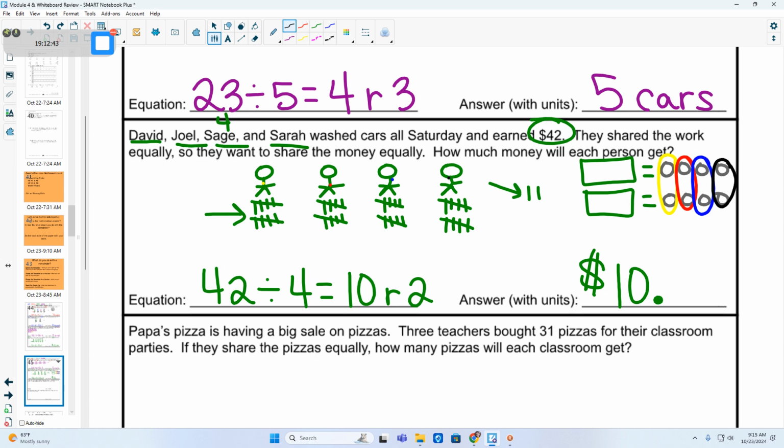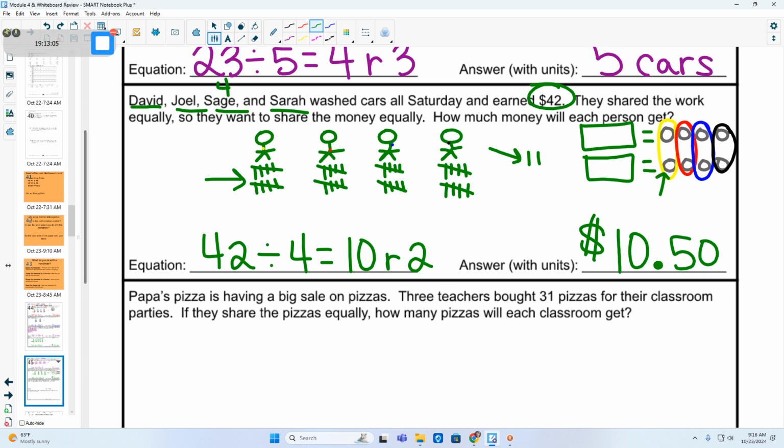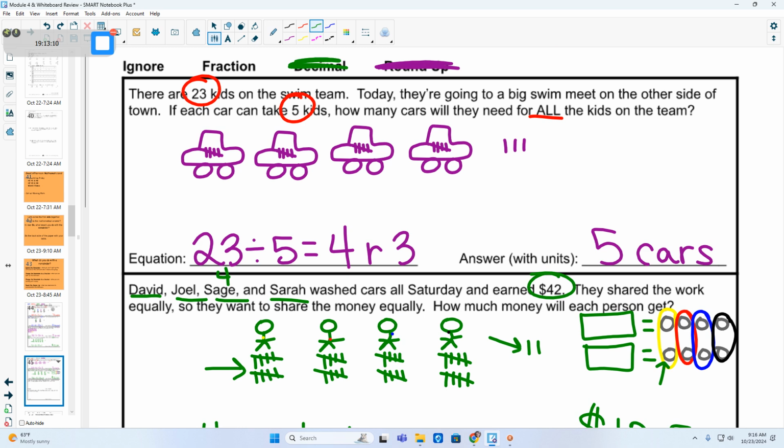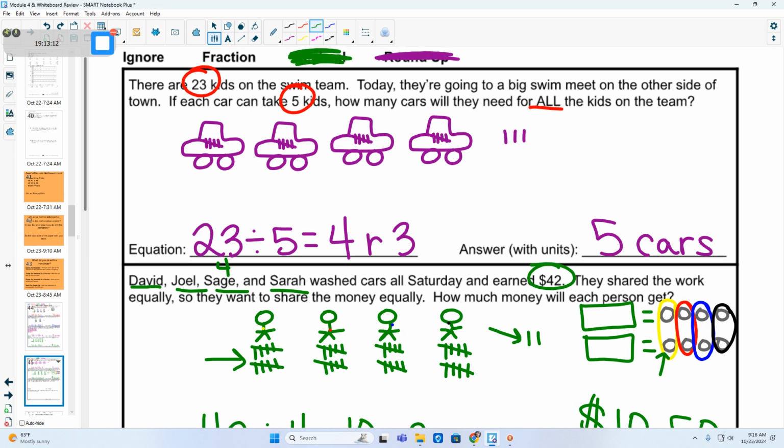There's Sarah. So everybody's going to get their 10 full dollars, but with those $2 left over, we've got to split those $2 up. And everybody's going to get another 2 quarters, which is 50 cents. So everybody gets their 10 full dollars, but with the remainder 2, they're each going to get 50 cents. Okay, little smidge extra. Let's go ahead and cross off the word decimal. Any money problems are going to be shown as a decimal.